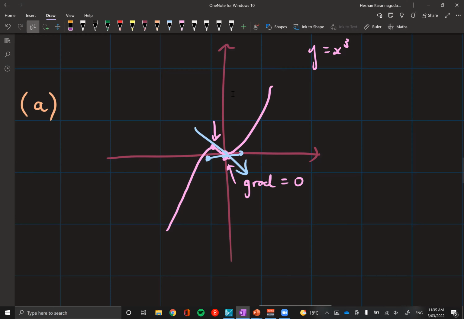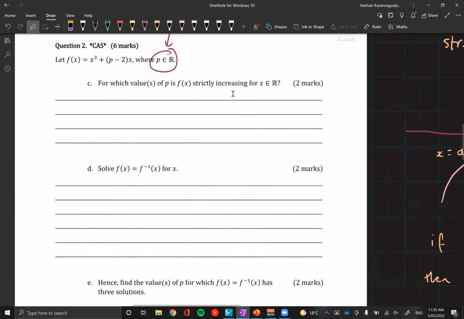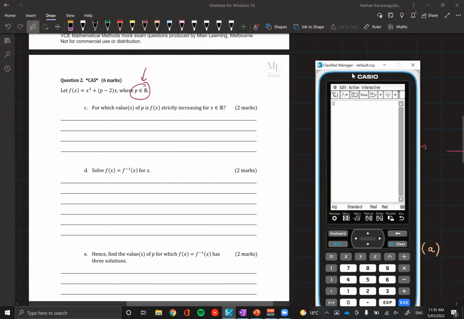Cool. Okay, so let's have a look at this question where we're asked for the values of P for which f of x is strictly increasing for x an element of R. Keep the definitions in mind because they're really important when considering this graph. Can you see the calculator?